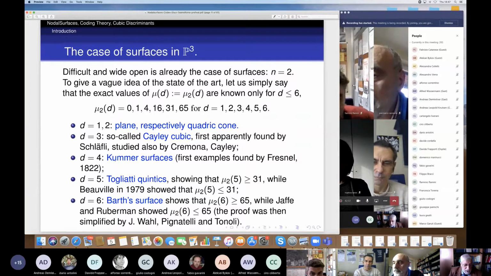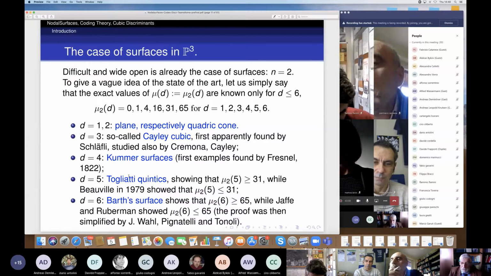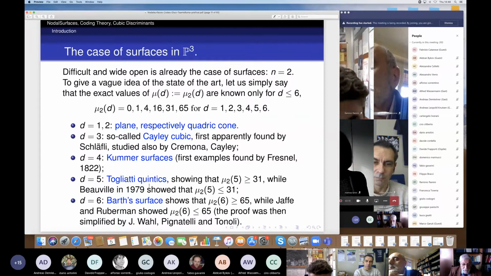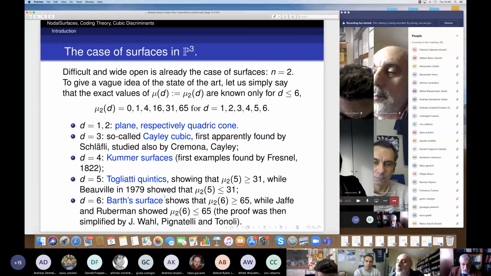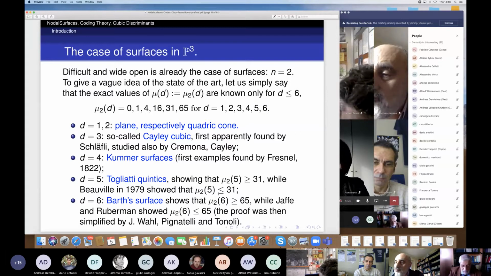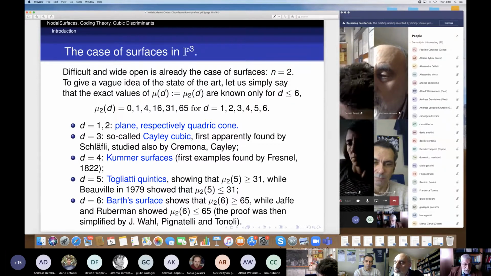Again, in the 19th century, for d equals 4, the maximum is given by the Kummer surfaces, which have 16 nodes, and the first examples were found by Fresnel in 1822. For the next degree, we go to the last century. The Togliatti quintics: in 1940, Togliatti showed that there are quintics with 31 nodes, and Beauville in 1979 showed that the maximum is smaller than 31, so the maximum is 31.